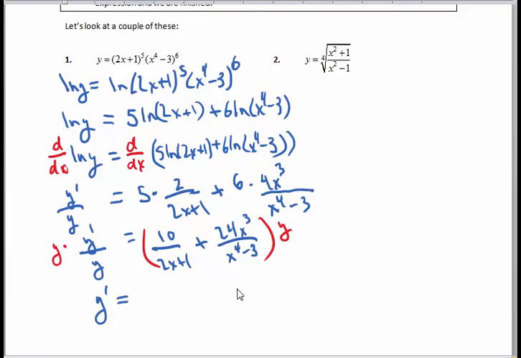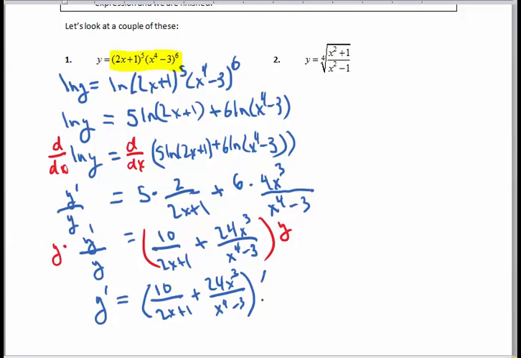I just have to replace y with the initial expression for y, which is this. So yeah, this is going to be a complicated result, but it's perfectly fine. 10 over 2x plus 1 plus 24x cubed over x to the fourth minus 3.